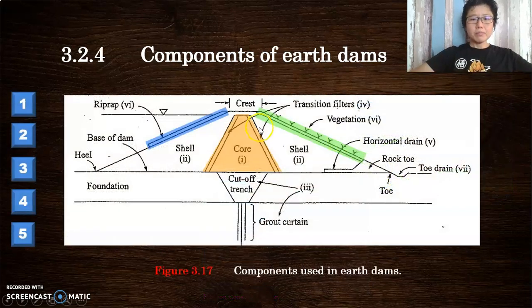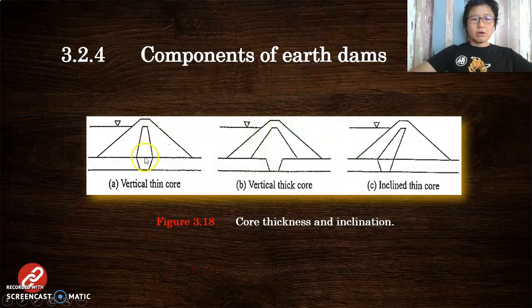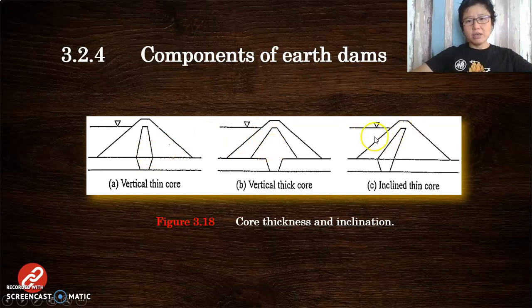Okay, so a cross section of it. We start by looking at the core. Now for the core, as you can see, we can have a vertical thin core in the middle, or we can have a thick core, or it could be an inclined core. The long and short of it is that you should have a core in the middle, made out of impervious soil, which is clay, so that water cannot intercept the earth dam and come through the upstream easily.